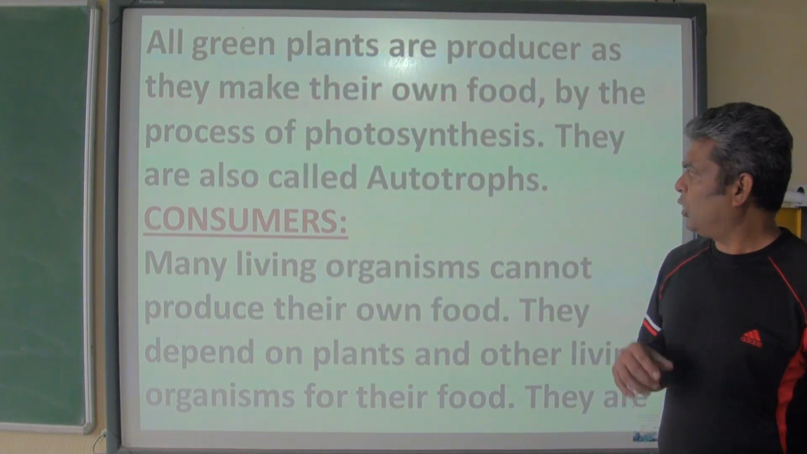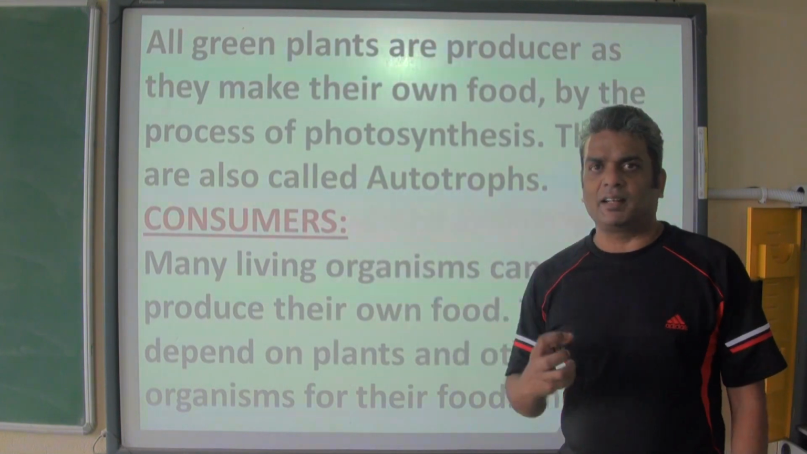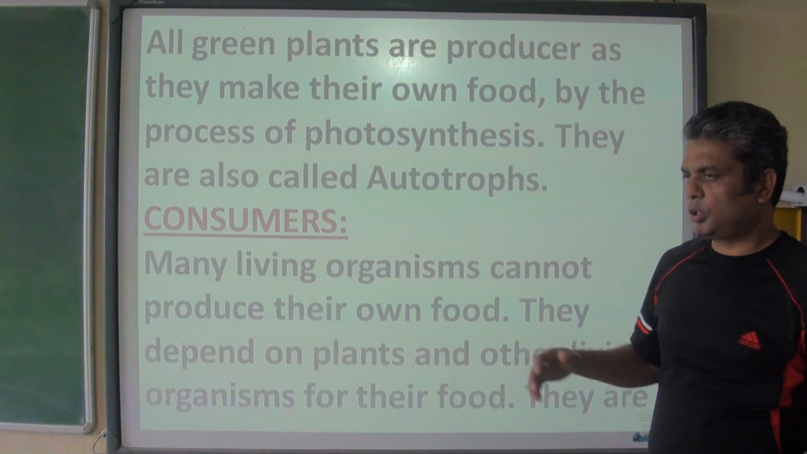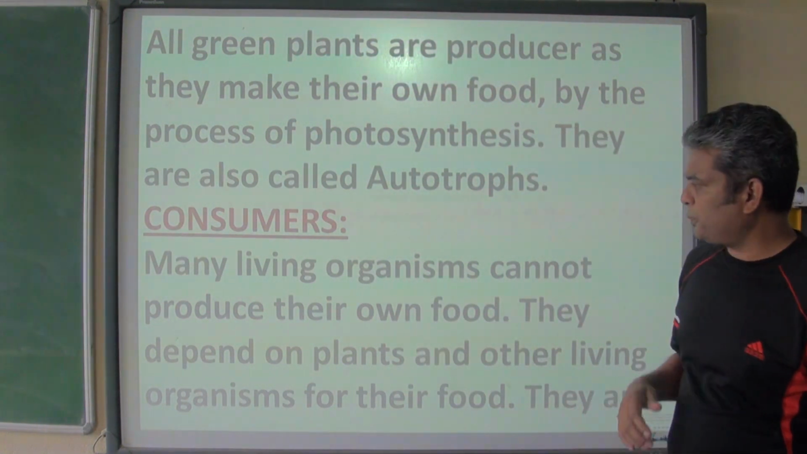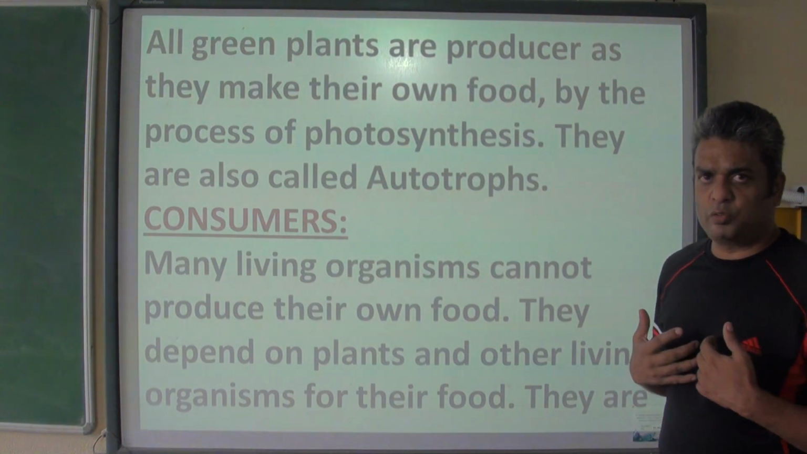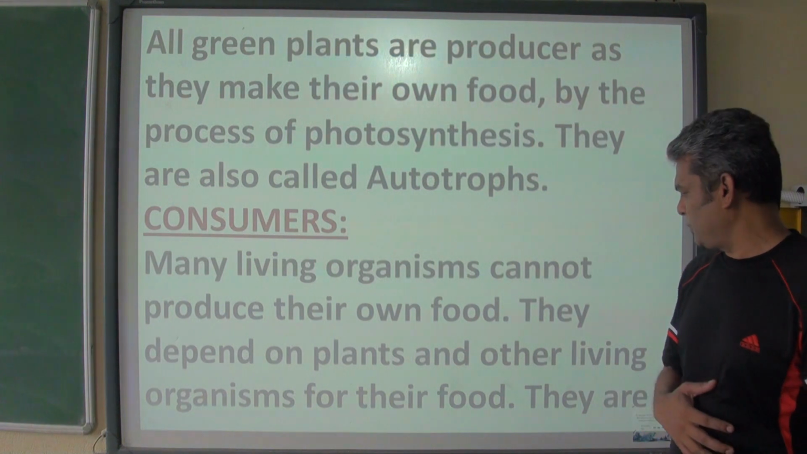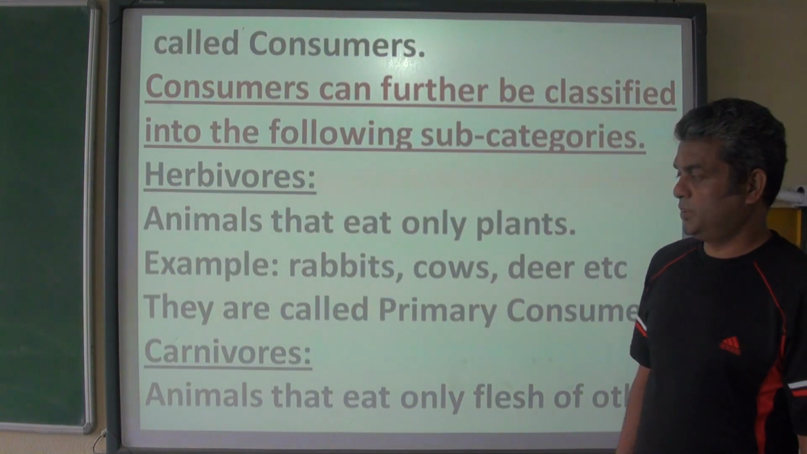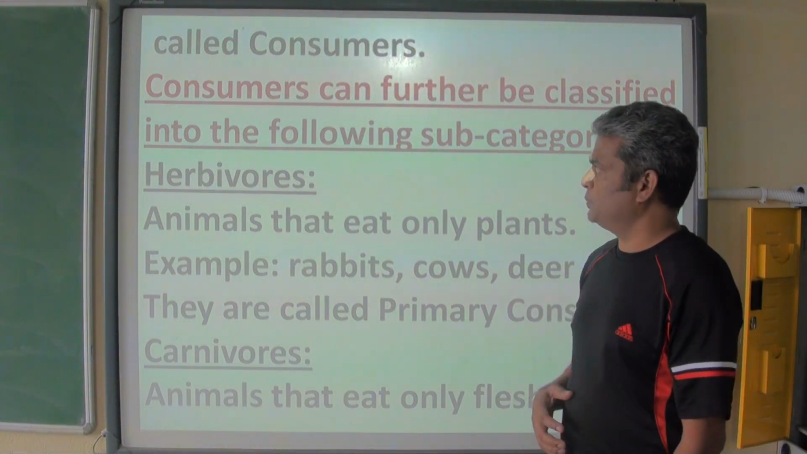They are called autotrophs also. Now, what do you mean by autotrophs? With the presence of heat and light, they make their food. So that is why they are called autotrophs. Now consumers, who are consumers, many living organisms cannot produce their own food. We cannot make our own food. Okay, they depend on plants and other living organisms for their food. They are called consumers. Okay, so they cannot make their own food, so that is why they are called consumers.